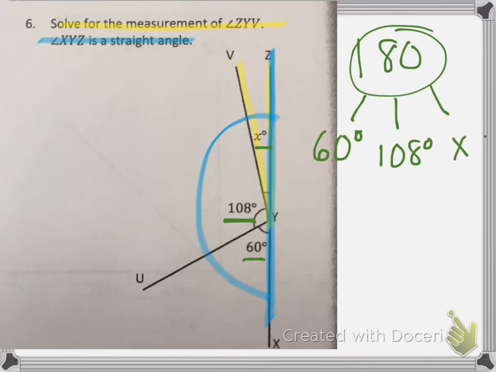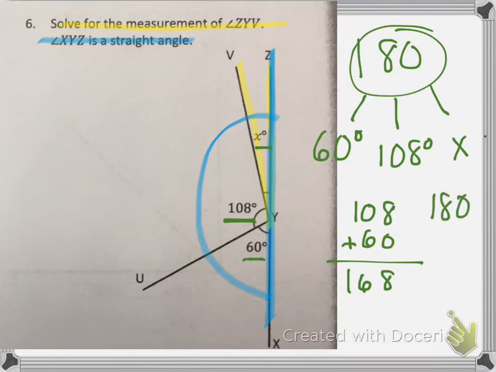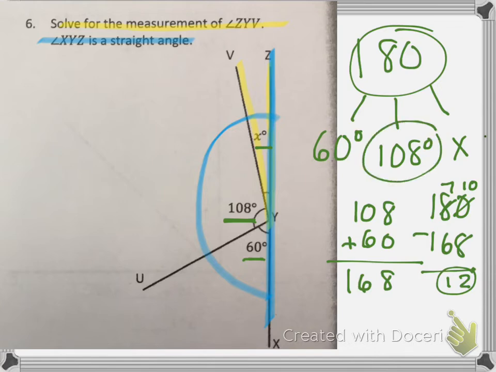And what did I just do in number 5? I added my 2 parts that I know together. Pause and add that. And then I took those 2 parts and I subtracted from 180. Go ahead and subtract. And I get 12. So in this case, X equals 12. So one part of my angle is 12, 108, and 60. Those are my 3 parts.